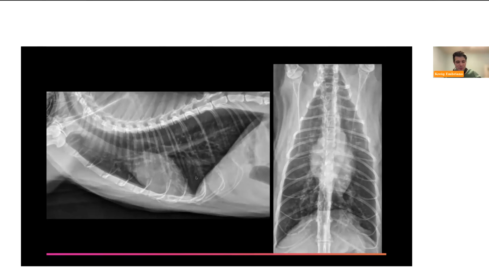Your differentials are going to be feline asthma versus infectious, like mycoplasma and things like that, or chronic inhaled irritants, like I said, smoking, household particulates in the air.